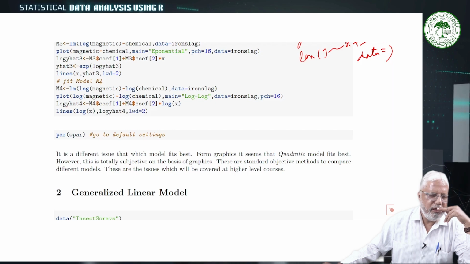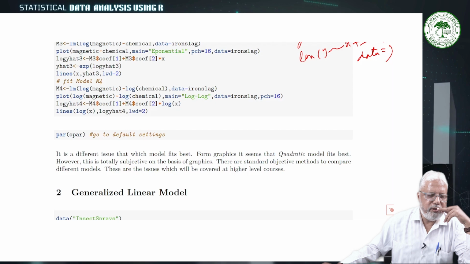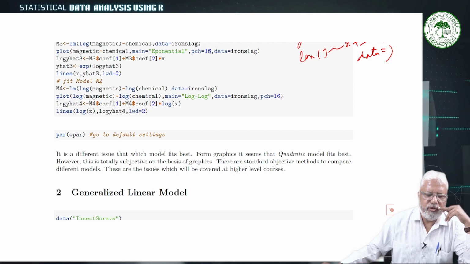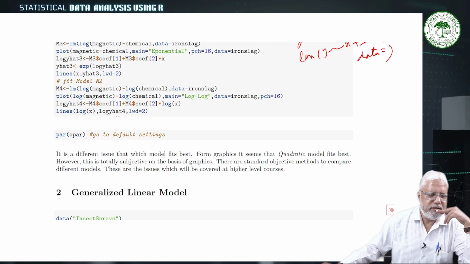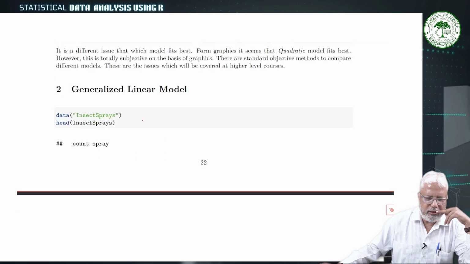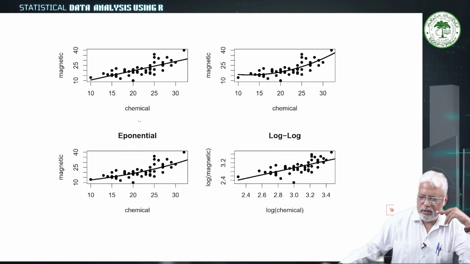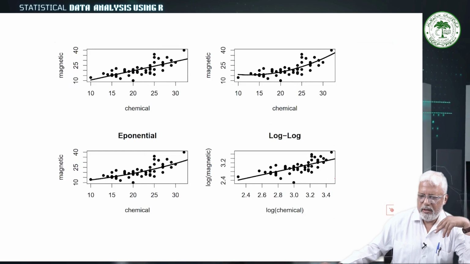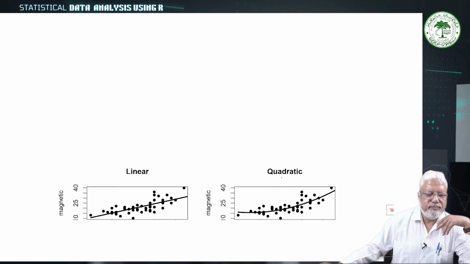Plotting character is 16, log y hat 4 is equal to M4 coefficient 1 plus M4 coefficient 2 into log of x, and then lines of log of x versus log y hat, lwd is equal to 2. So this will generate this fourth plot, the log-log model.